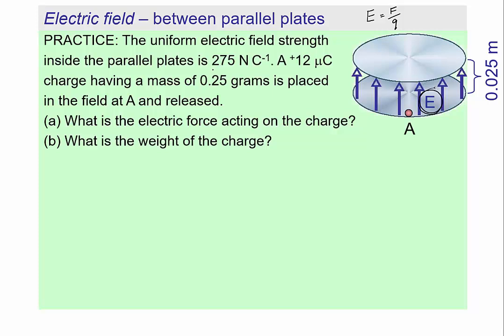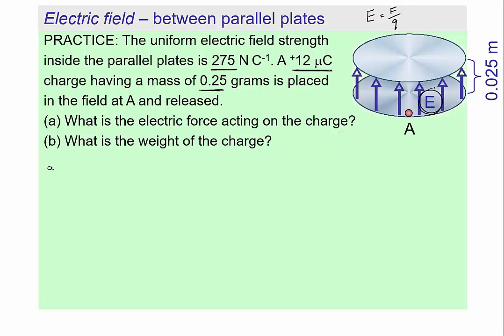We've got here a uniform electric field of 275 newtons per coulomb between two parallel plates, a charge of positive 12 microcoulombs, and it has a mass of 0.25 grams. So the first question is, what is the electric force acting on the charge?